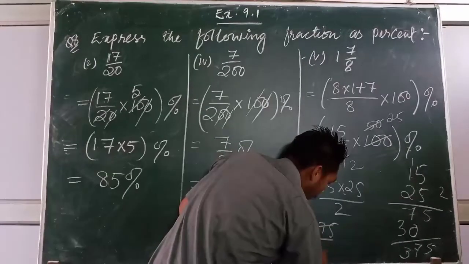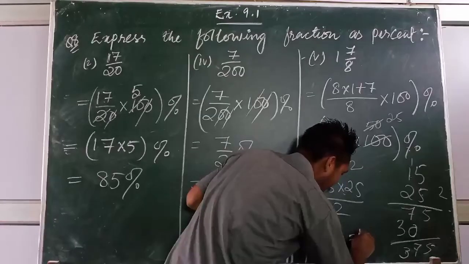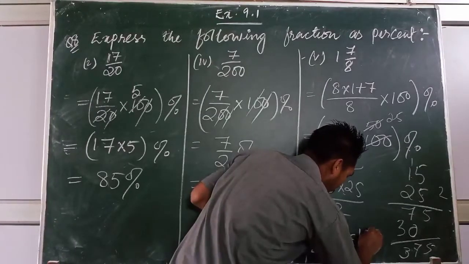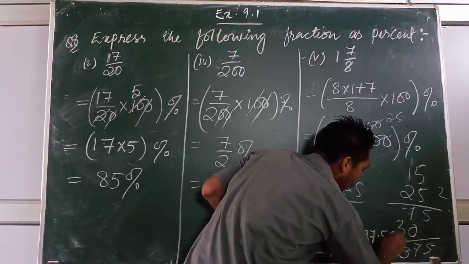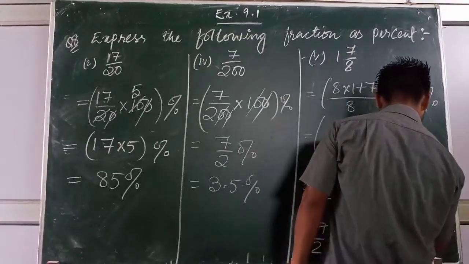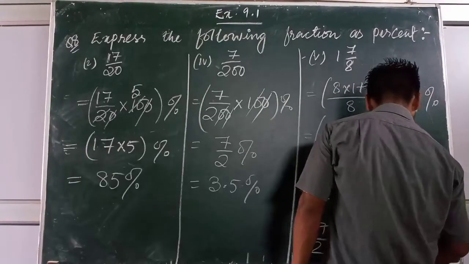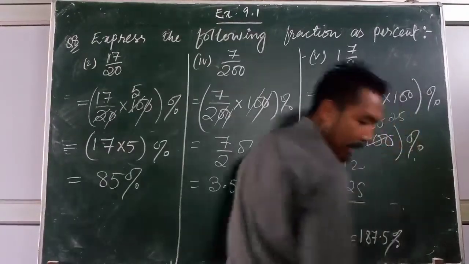375 divided by 2 percent. So if I convert this, 3 ones are 3, 3 eights are 16, 3 sevens are 14, 3 fives are 10. So this is your answer. So what is the answer? 187.5 percent will be your answer.